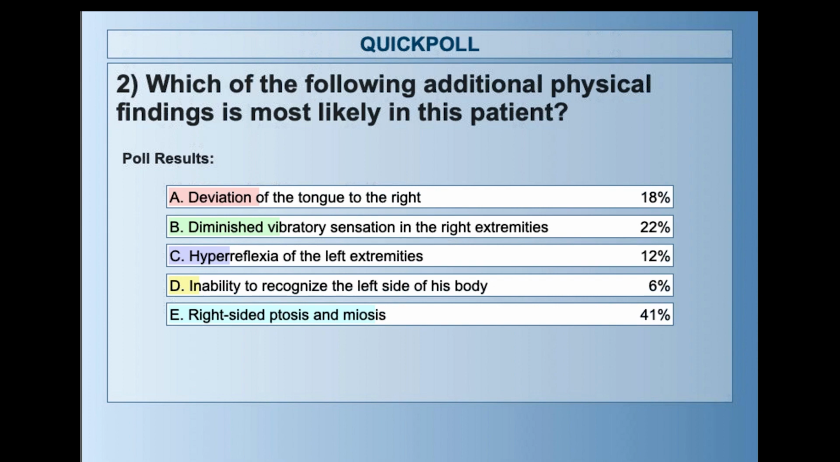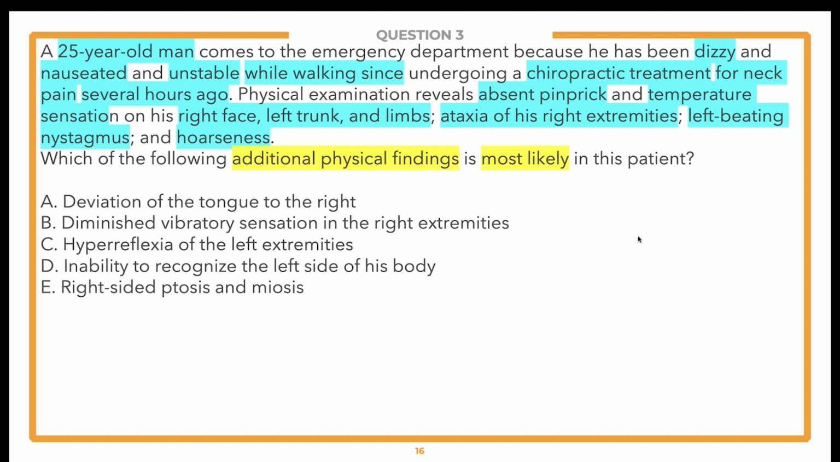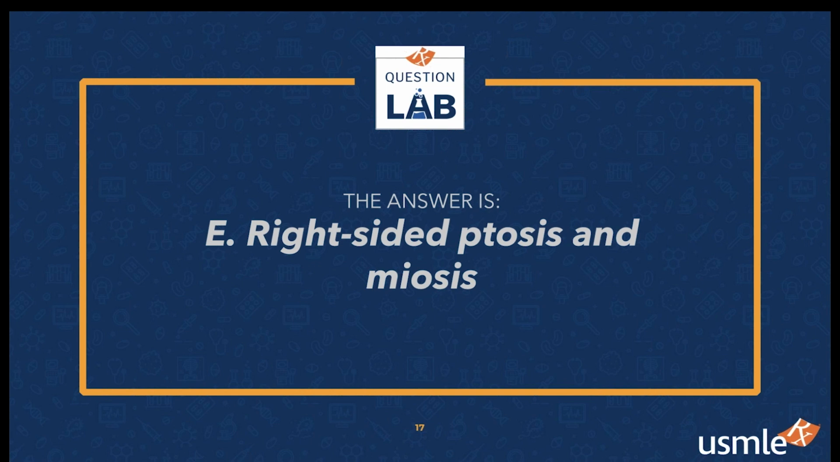So we're going to hide the results and reveal the answer. And the answer is right-sided ptosis and miosis. Excellent. So you guys, you nailed that one, or the majority of you did. That's good. Well done. If you didn't get it, that's okay. This is the time, if you're going to get something wrong, get it wrong during question lab, because our goal here is to make sure you get it right on test day. So to help kind of lead us through that, here's Sean.